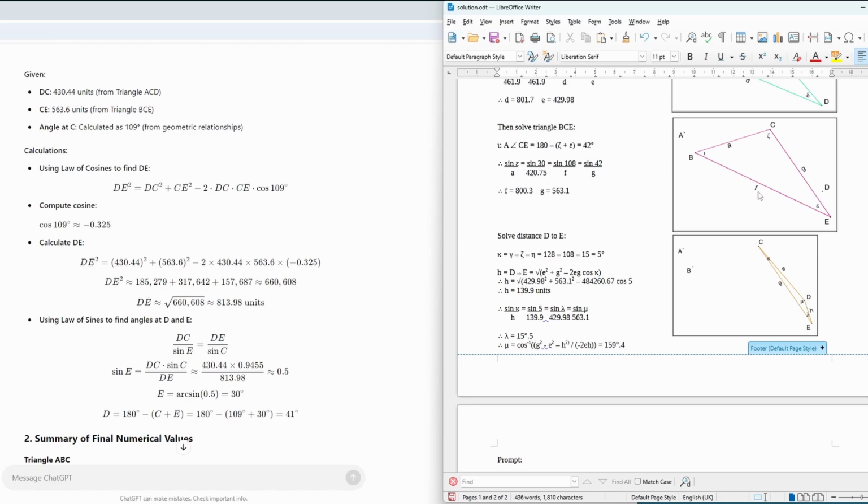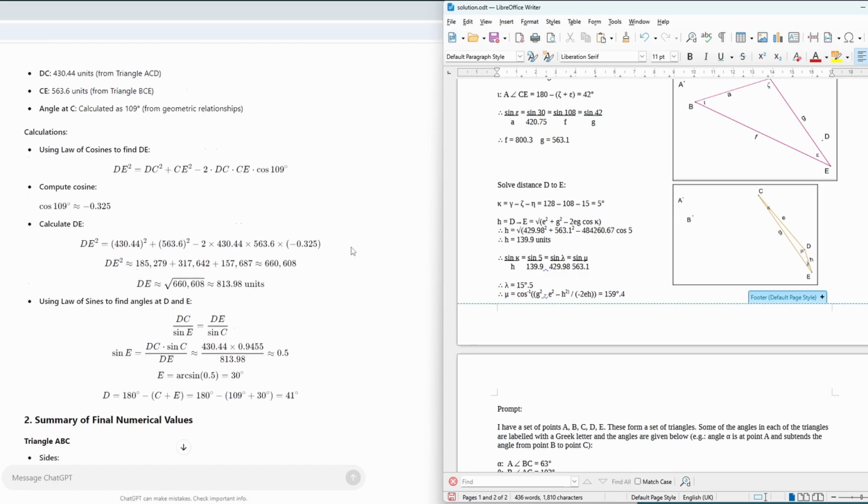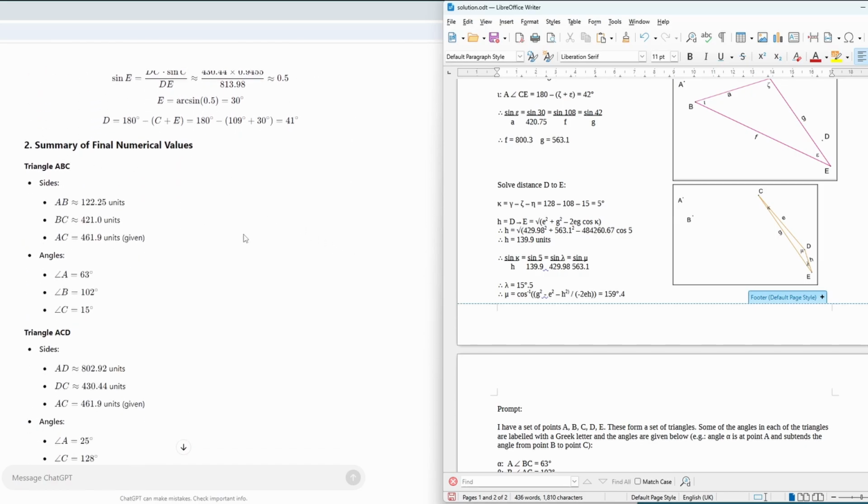Given that F here is 800 units long, this can in no way be 813, because that's only from there to there. So that's clearly wrong. And then it's using the law of sines to obtain the angle at D of 41 degrees. I've determined it's 159.4, which it certainly does look like, and it's certainly not 41 degrees. Anyway, it's provided a numerical summary.